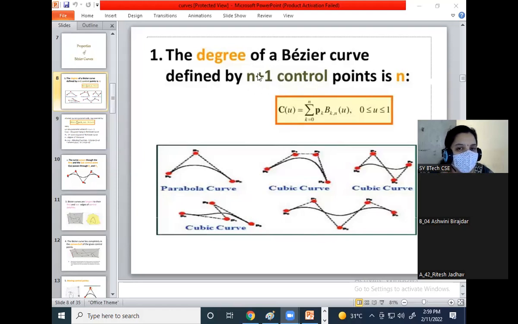It's far too complicated, so let me explain. If there are n plus 1 control points, then its degree is n. In short, the number of control points minus 1 is the degree. The relation between n plus 1 and n is the same as between n and n minus 1. So if you have n control points, then the degree is n minus 1.